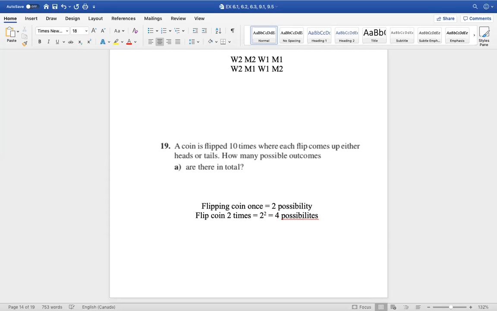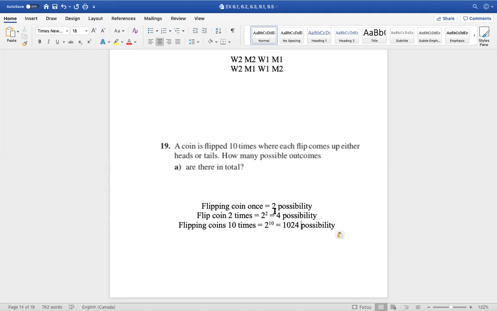If we flip coins 10 times, so we have 2 to the power of 10, which is 1024 possibilities.